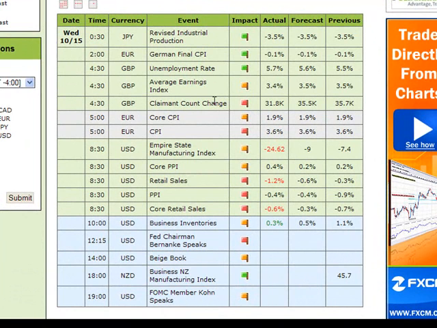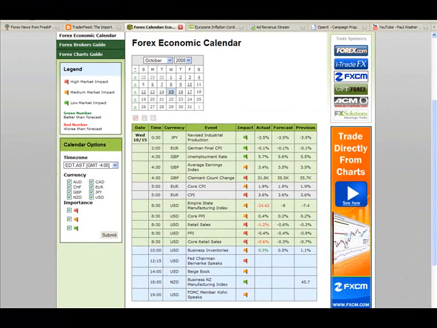Remember, we're looking for news that affects the dollar or the sterling. We can see here at 4:30 a.m. we had a claimant count change for the UK, and at 8:30 a.m. we had retail sales, as well as PPI and core retail sales. So 4:30 and 8:30 are definite time areas to watch out for. At 12:15 we had Bernanke speaking, and at 2 o'clock we had the beige book. But these last two only really count if we're in a trade and we're just holding it. Then we would have to pay attention to those time areas. But the two main important ones are 4:30 and 8:30.